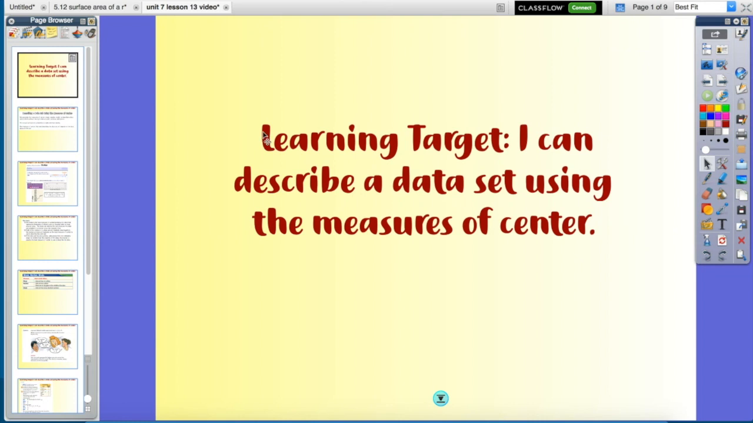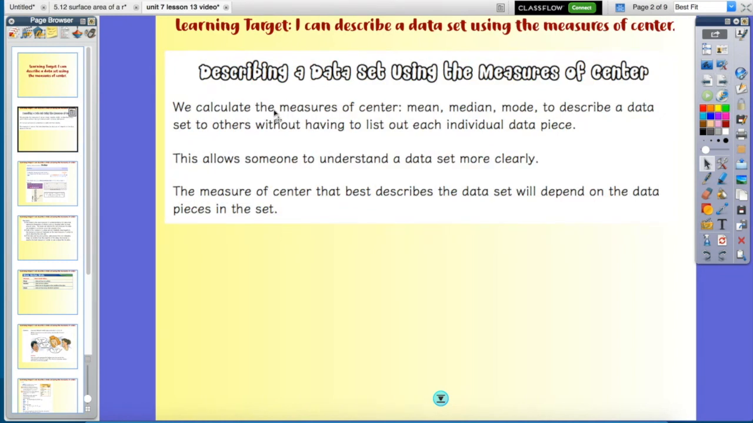Today's learning target is I can describe a data set using the measures of center. So we calculate these measures of center, mean, median, or mode, to describe a data set to others without having to list out each individual data piece, as data sets could encompass large numbers of data. So there could be 50 pieces or 100 pieces.